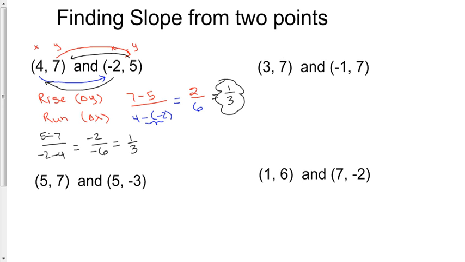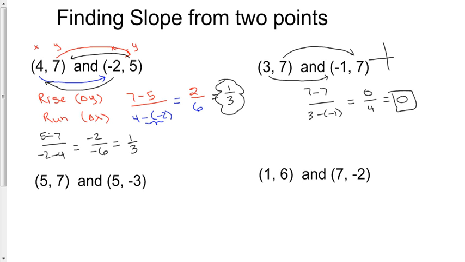Let's do this again. Next set of points, 7 minus 7 on top, 3 minus -1 on bottom. So on the top I get 0, on the bottom I get 4. And how many 4s does it take to get to 0? That is 0. This one, when the y values are the same, if I think about graphing this, 3, 7 and -1, 7, if the y values are the same, I have a horizontal line. And a horizontal line has a slope of 0.